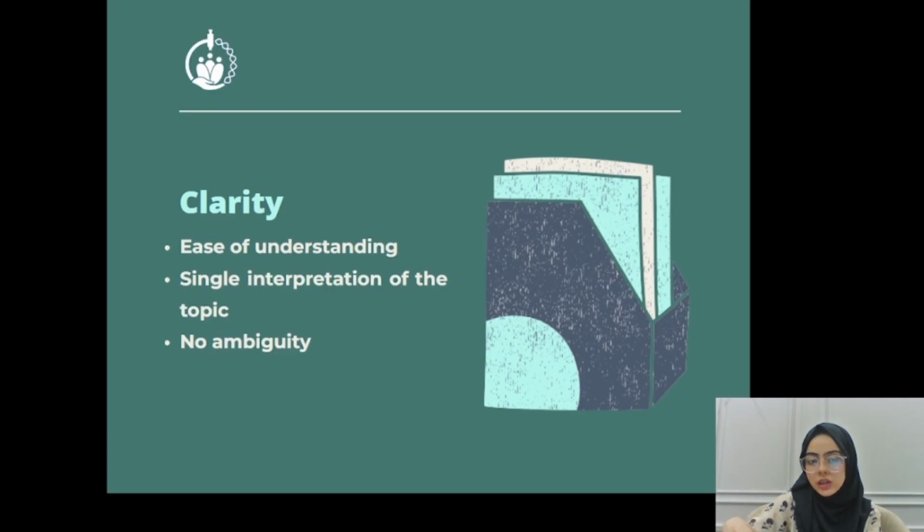Now, ideally, there should only be a single interpretation of the topic. There should be no ambiguity. At every step of the way, we need to make sure that both the researcher and the audience and everybody involved understand the focus and the scope of the research in the same way. So with a clear research topic, there should be no room for ambiguity. It should be easier to define the research objectives, formulate hypotheses, interpret findings, and facilitate effective communication, streamlining the process further.